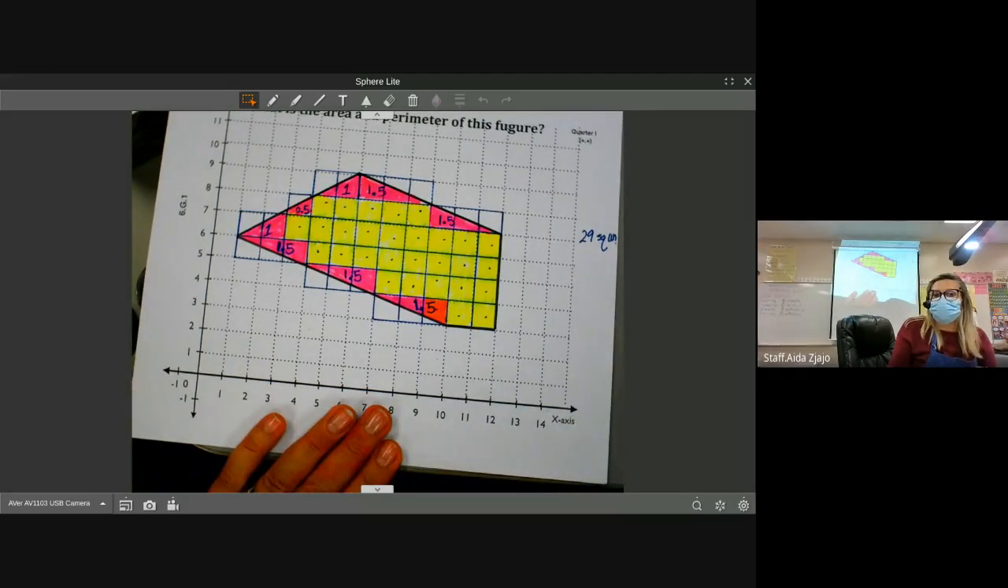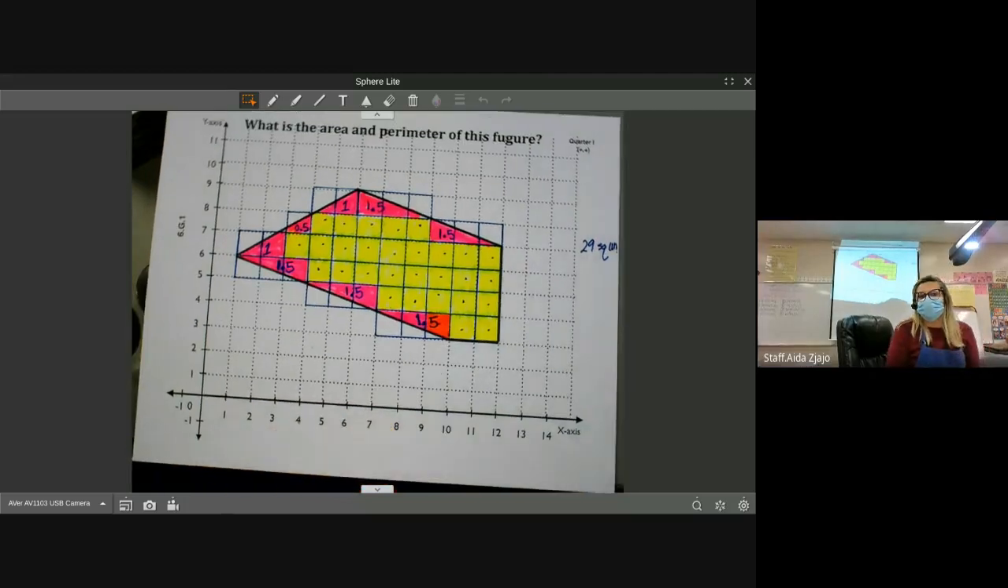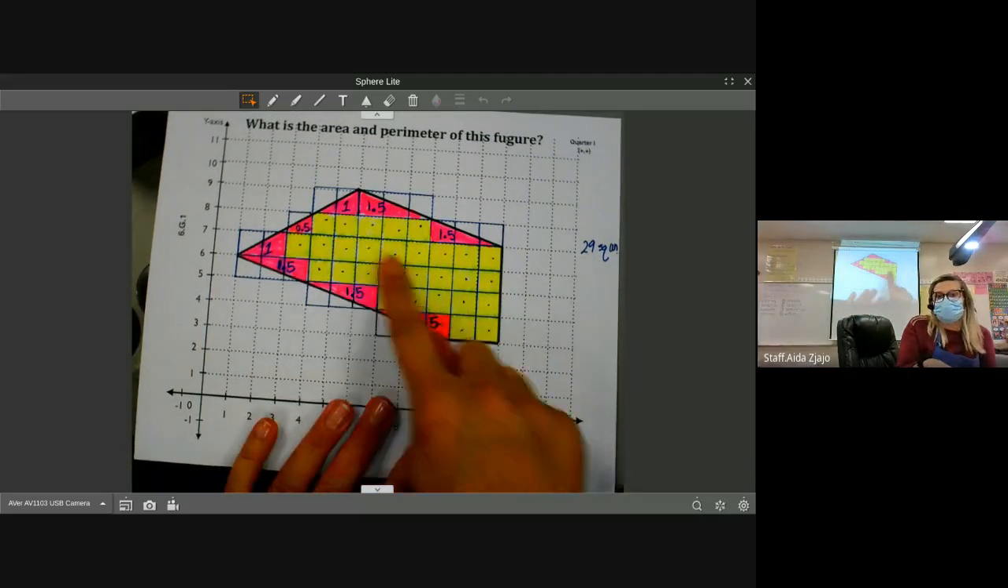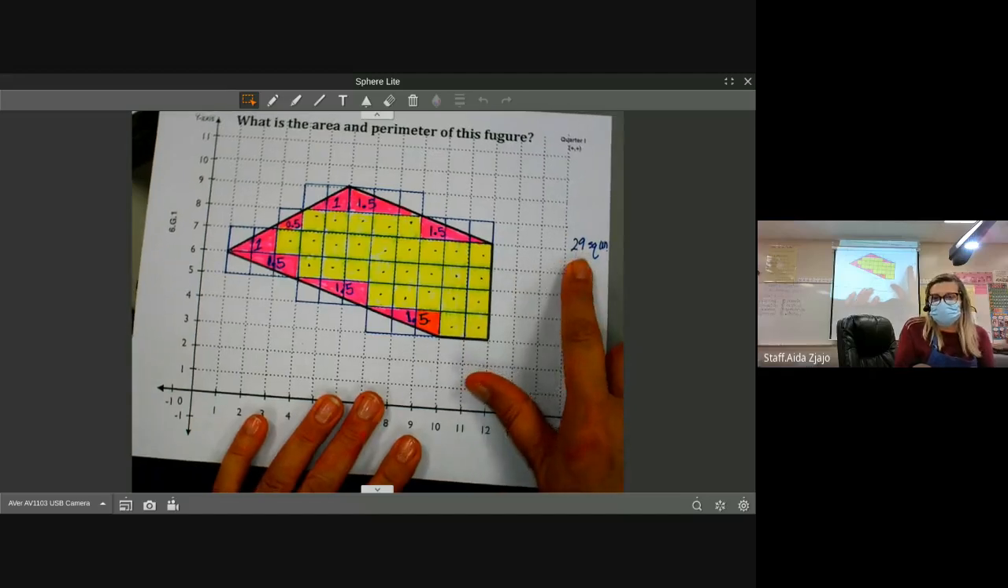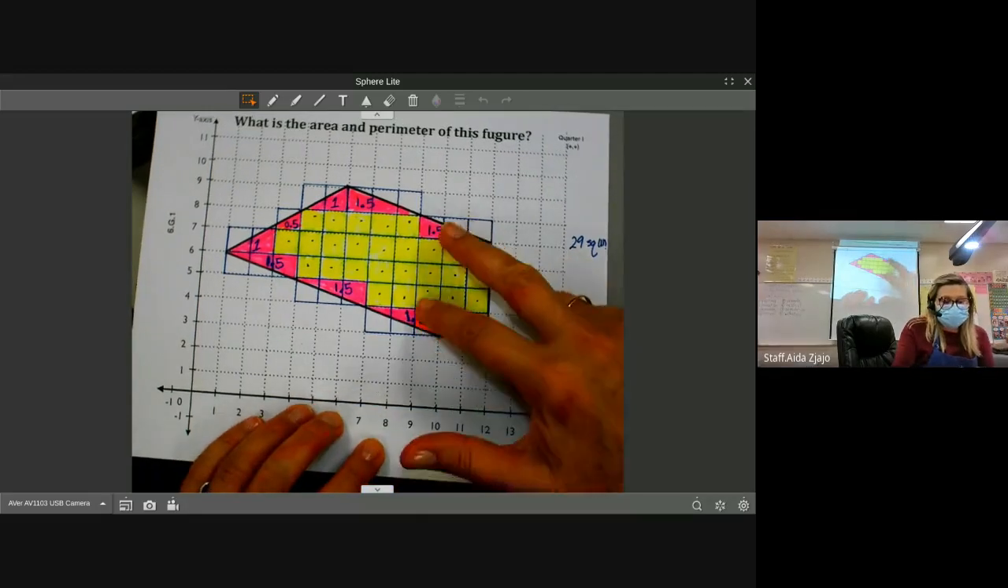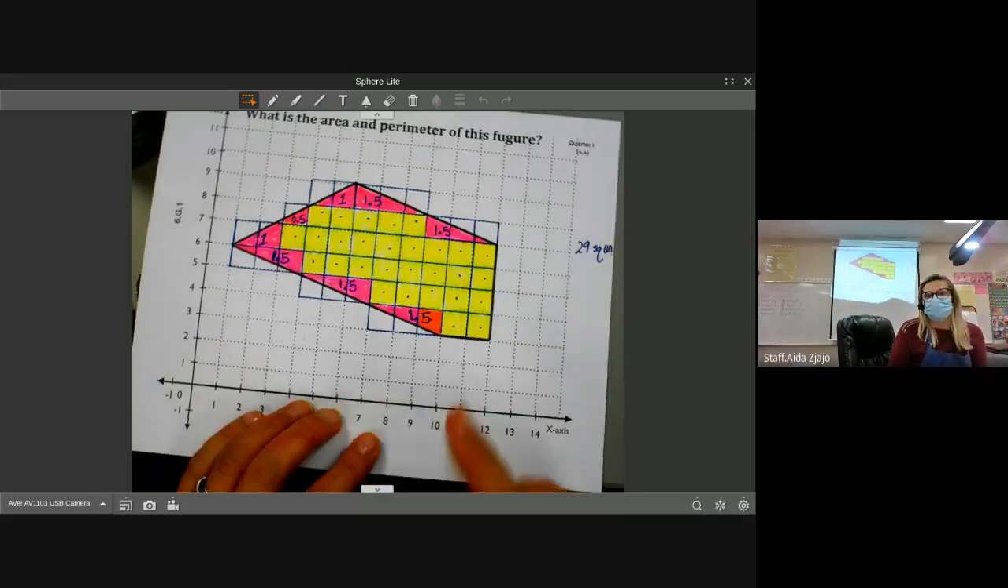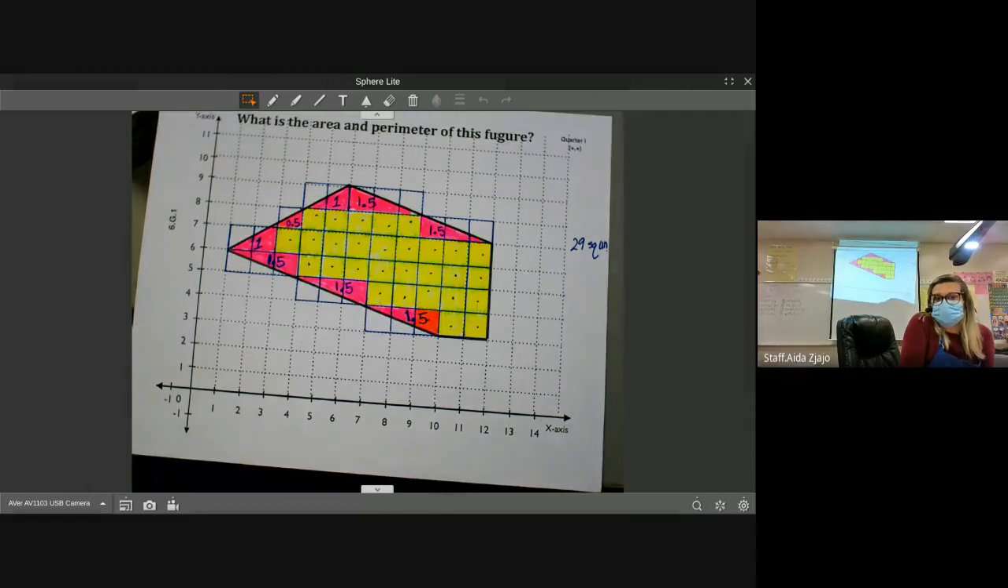So I want you to think about strategy, how I can combine. I know that all the yellow squares are 29 units, but how can I make it easy to calculate mentally these around? Can somebody help me, please? What would you add first, Nora? I would probably add the twos.